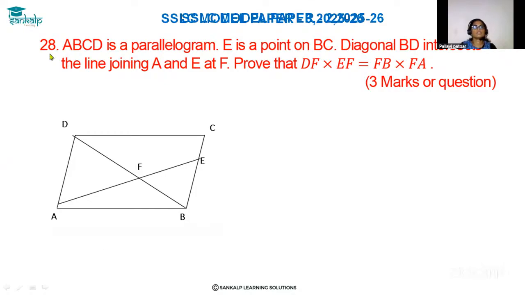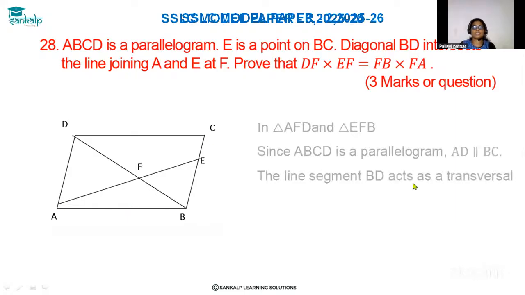Hello everyone. Look at the question number 28. ABCD is a parallelogram. E is a point on BC. Diagonal BD intersects the line joining A and E at F. Prove that DF into EF is equal to FB into FA.